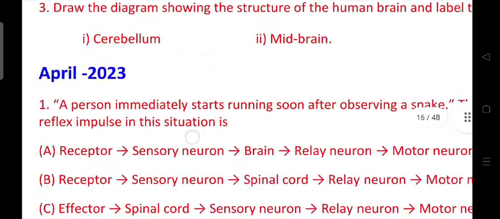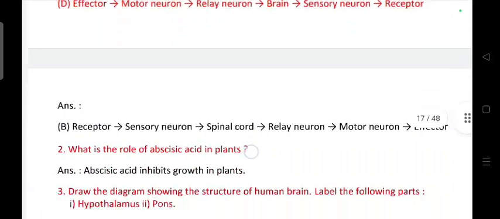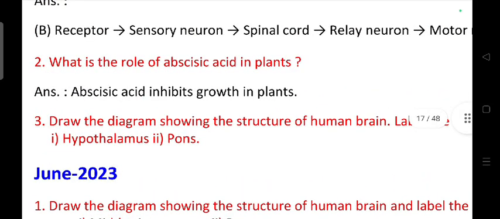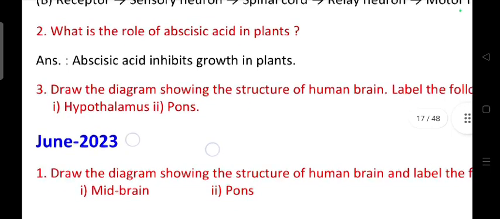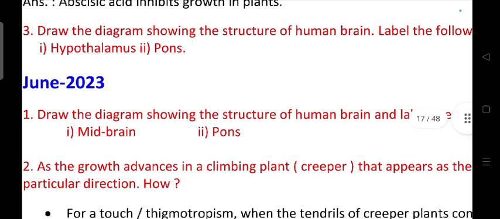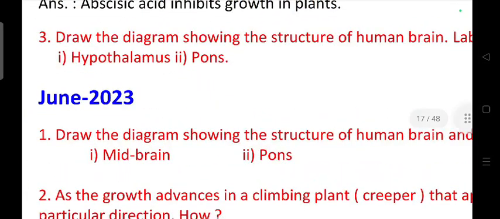So that is done in 2023. So there is a multiple choice question. One question, answer is B. And what is the role of abscisic acid in the plant? It inhibits the growth of plants. Then they draw the diagram showing structure of human brain. This is very important, but you have to learn all the parts, but they are asking different parts to label.